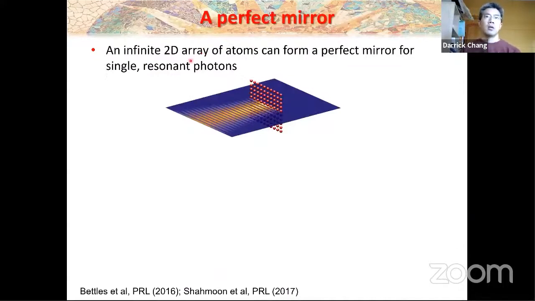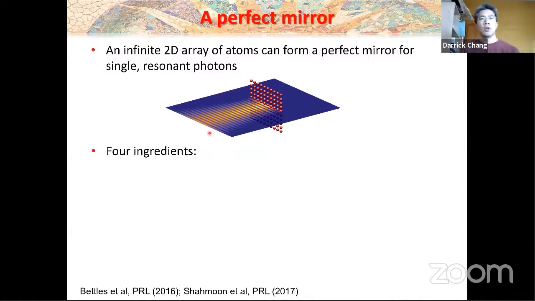So let me now provide one simple illustration of the remarkable effects of multiple scattering and wave interference. In particular, I want to illustrate the idea that if you have an infinite 2D array of atoms, it can actually form a perfect mirror for single resonant photons coming in.